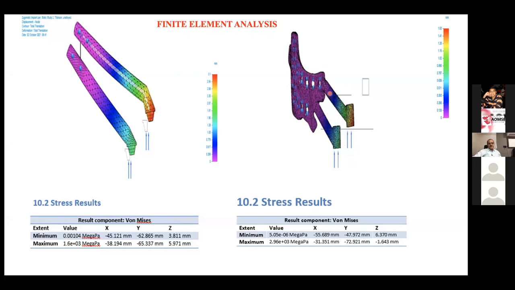The bending force I am talking about, not the breaking. The breaking force for both implants is beyond 1000 Newton. So the bending force is around 794, above 790 for both, which is way above the normal chewing force which is given by the patient.